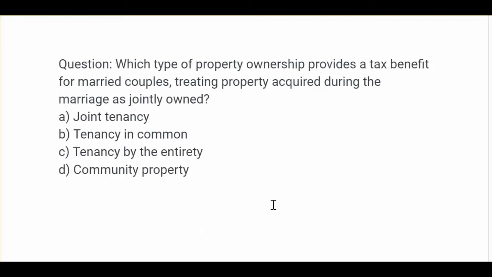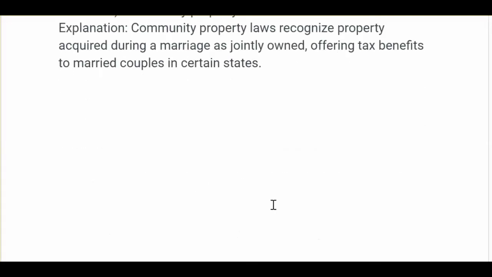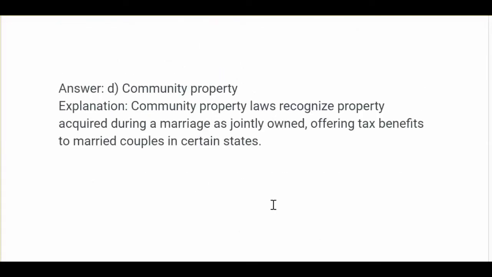Which type of property ownership provides a tax benefit for married couples treating property acquired during the marriage as jointly owned? A, joint tenancy. B, tenancy in common. C, tenancy by the entirety. D, community property. D, community property. Community property laws recognize property acquired during marriage as jointly owned, offering tax benefits to married couples in certain states.